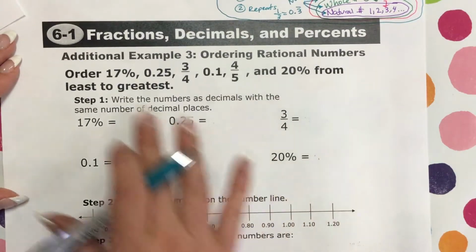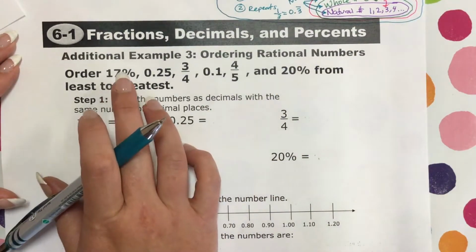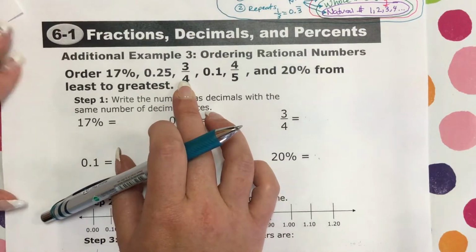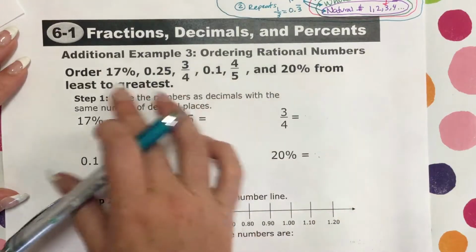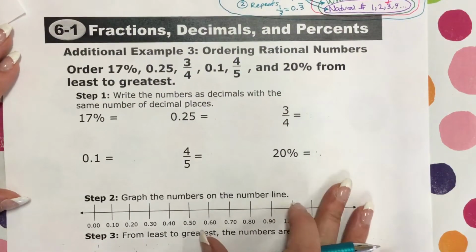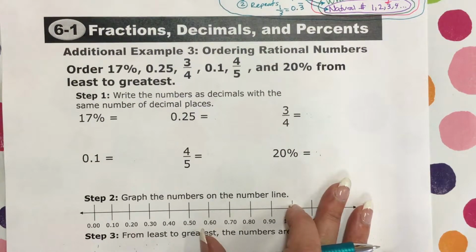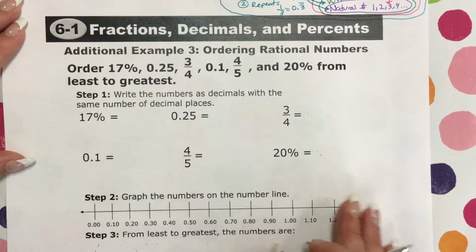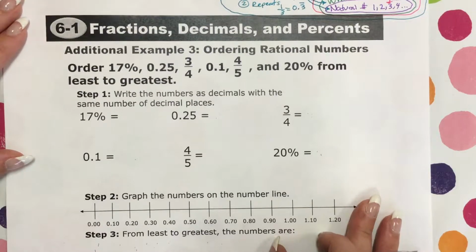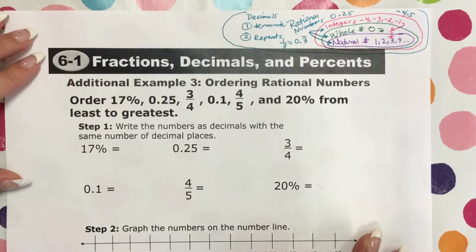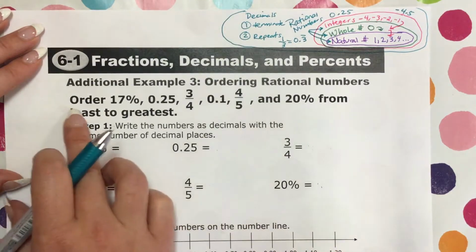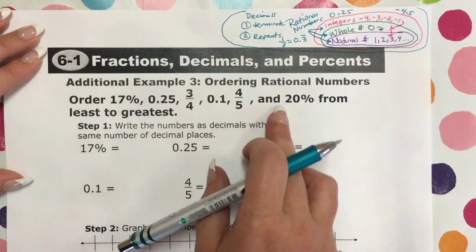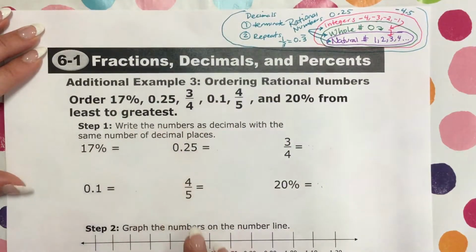So rational numbers can be written in a variety of ways. They can be written as percentages, decimals, or fractions. Now, what's difficult is when they're all written in all these different forms, it's hard to compare them, it's hard to order them. So what we're going to do is take all of these different forms and convert them to the same thing, which is going to be decimals, and then from there, we're going to order them. So it says order 17%, 0.25, 3/4, 0.1, 4/5, and 20% from least to greatest.